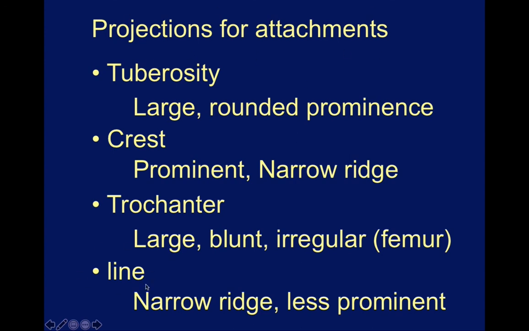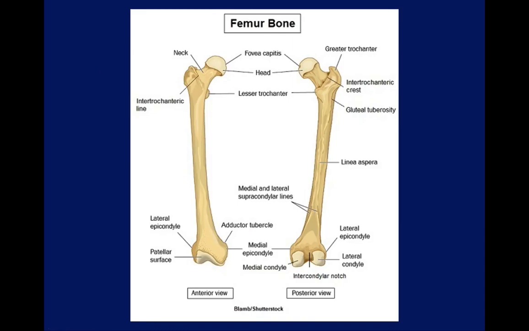Our last bone marking for this slide refers to lines. Lines are very similar to crests in that they are narrow ridges, but they tend to be less prominent than crests are. So we're naming these two structures based on how prominent the ridge is. One great example of a line is the linea aspera that's found on the backside of the femur. We'll also have these supracondylar lines that can be found on the backside of the femur that are formed from the linea aspera also. We can see at the proximal side of the femur we'll have the intertrochanteric line and the intertrochanteric crest on the back side.